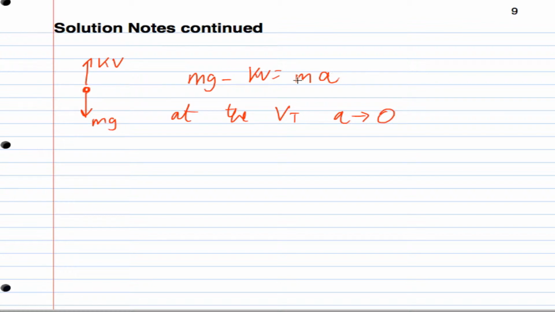What happens is that the speed gets faster and faster until it balances the weight, and then the net force on the ball is 0 and it coasts at constant speed. So mg minus kv terminal equals m times 0, and so we're going to get that v_t equals mg over k. That's the answer to part C.